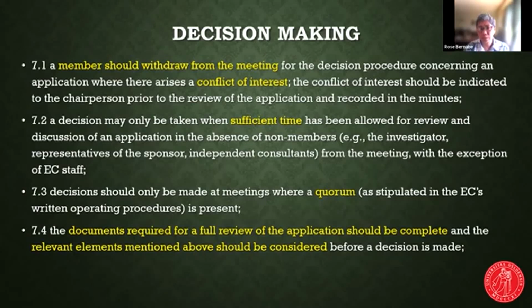An ethics committee should be given sufficient time to review an application before a decision. You want to have the agreed quorum in decision-making. The documents required for a full review of the application should be complete. Right, and the relevant elements mentioned above should be considered. Elements, the points to consider we saw a while ago.